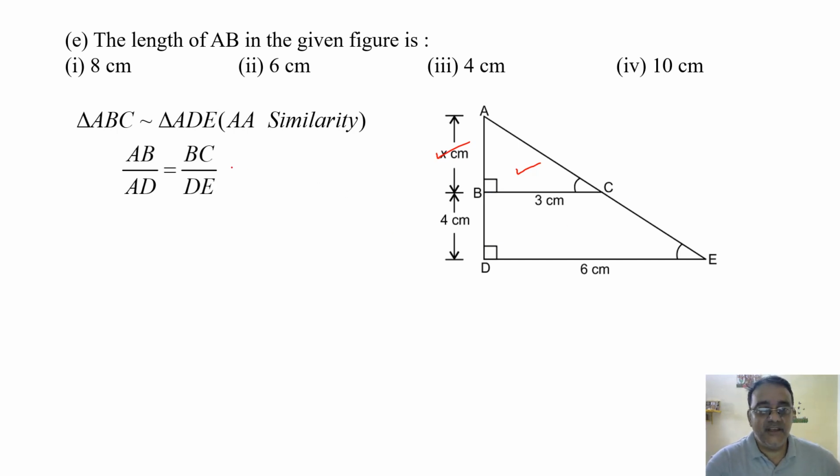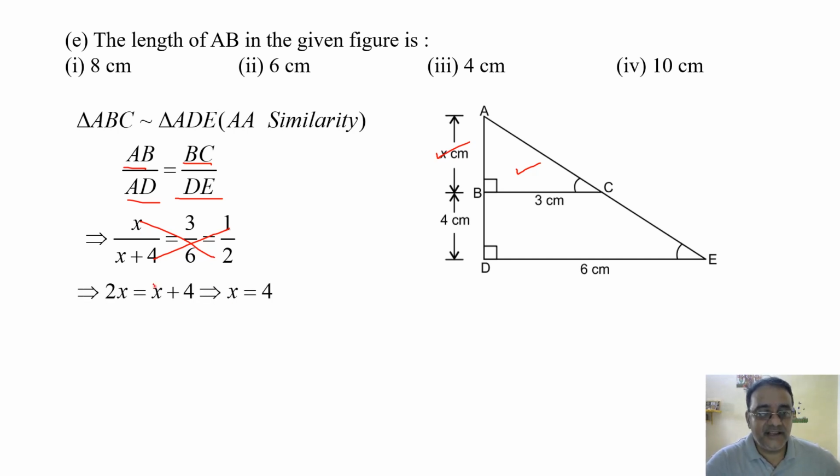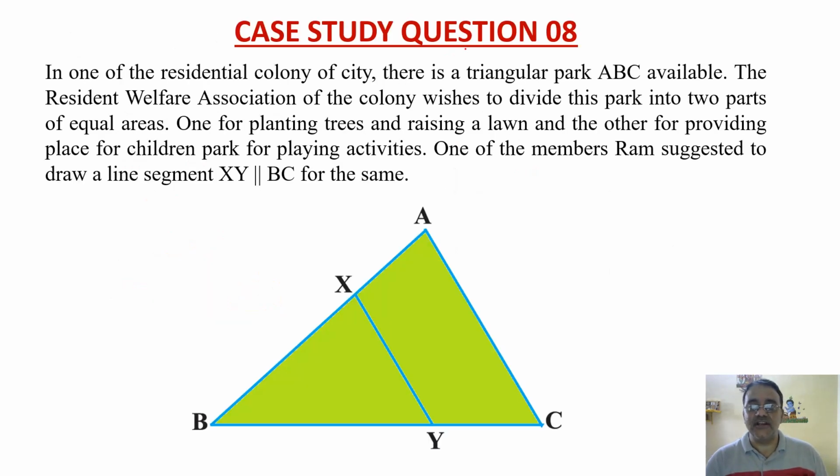So AB is x and AD is x plus 4. This is 3 and this is 6. Substitute: 3 by 6 is 1 by 2. Now cross multiplication. If you cross multiply, you will get 2x equals x plus 4. Then if you shift x here, you get x equals 4 finally. So the correct option is the third one. Right? So now we are moving toward the next case study question, number 8.